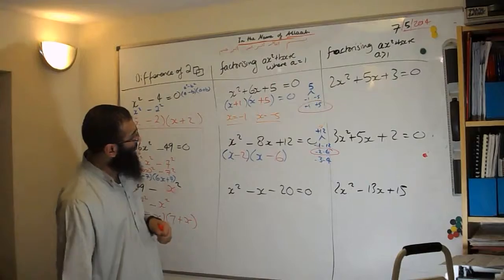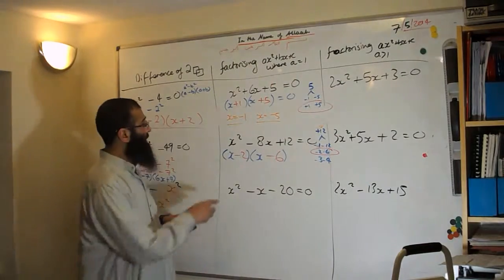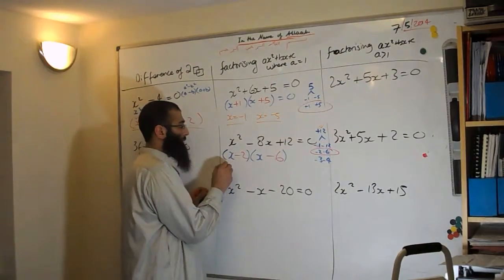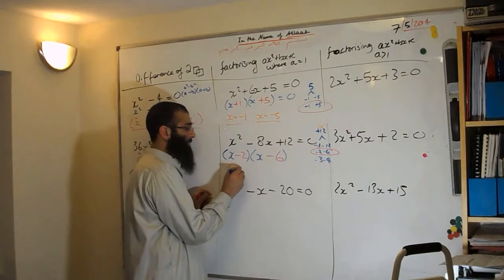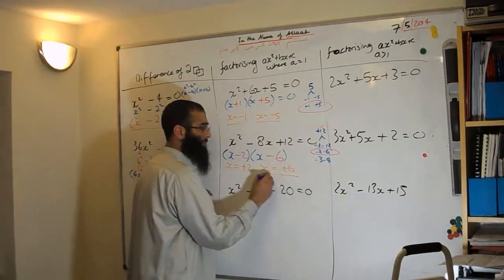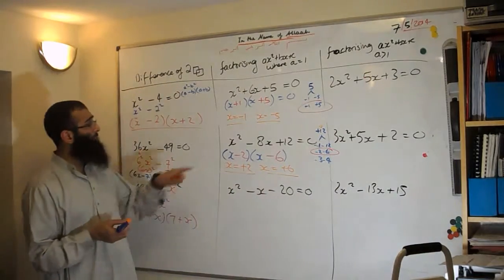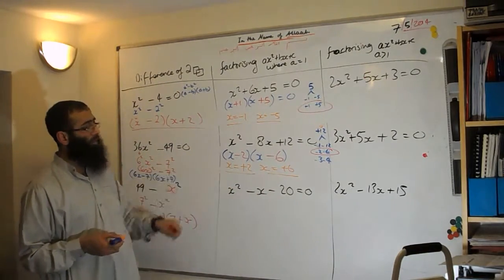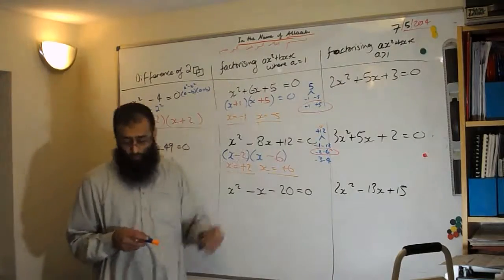So when you come to solve it, we have to do the opposite of that. The opposite of minus 2 is plus 2. The opposite of minus 6 is plus 6. So what we've done here is factorize the question, and we solved it as well. That's one done, then we move to the next.